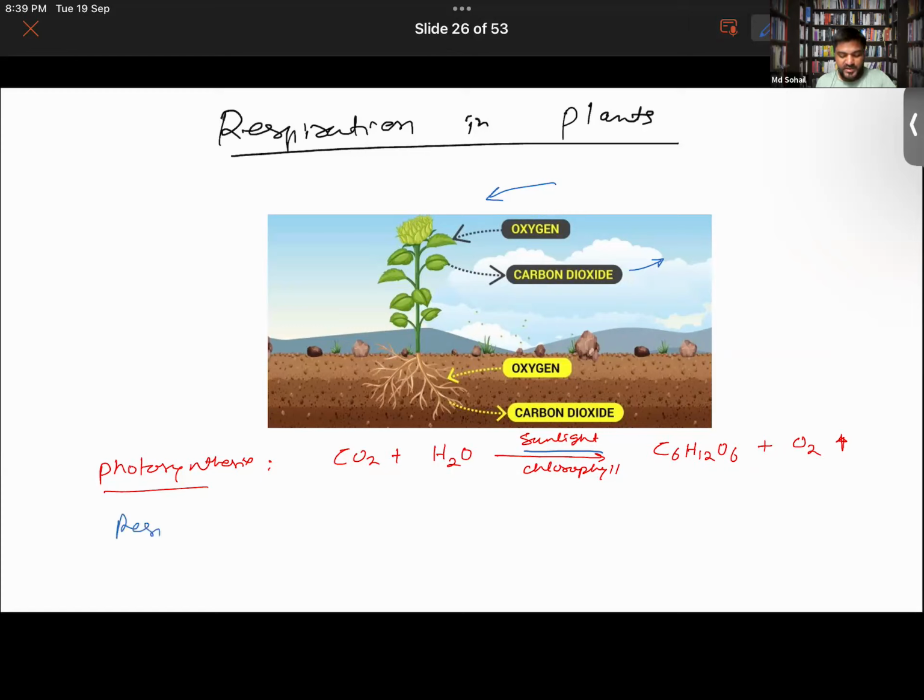While in the process of respiration, the plant will be breaking down this produced food. Glucose will be broken down in the presence of oxygen to give energy and carbon dioxide, apart from water. So the plant is getting oxygen during the daytime and also during the nighttime. That is the reason why plants can perform respiration for 24 hours, because like us humans, they also need energy to carry out their functions.